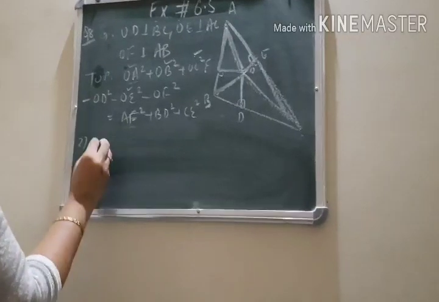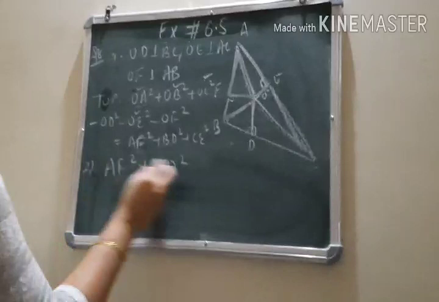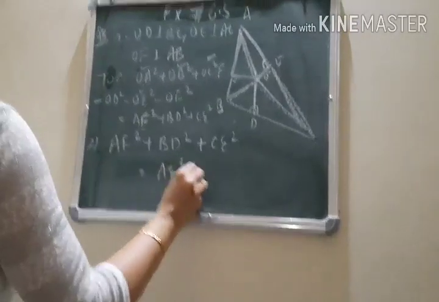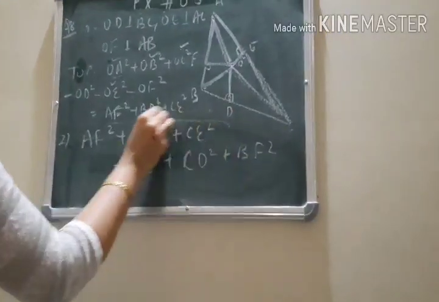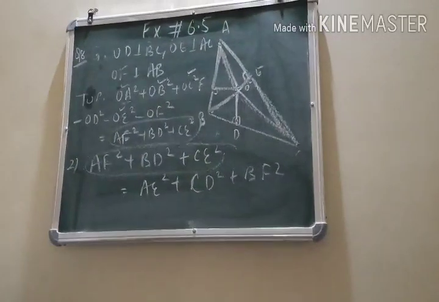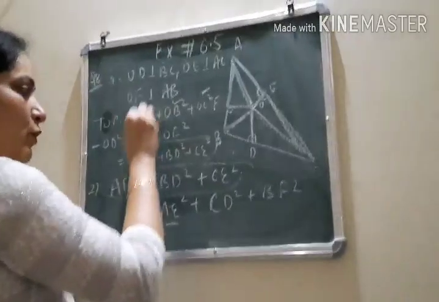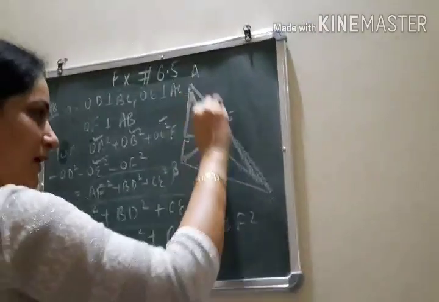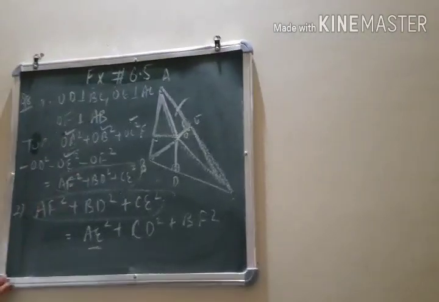So the second part is AF square plus BD square plus CE square is equal to AE square plus CD square plus BF square. Now you can see the right hand side is same. That means we have to make changes in the left hand side. Just interchange. I require AE, so take OA and OE. OA square minus OE square we can write as AE square. So put these 2 in one bracket and write it as AE square.